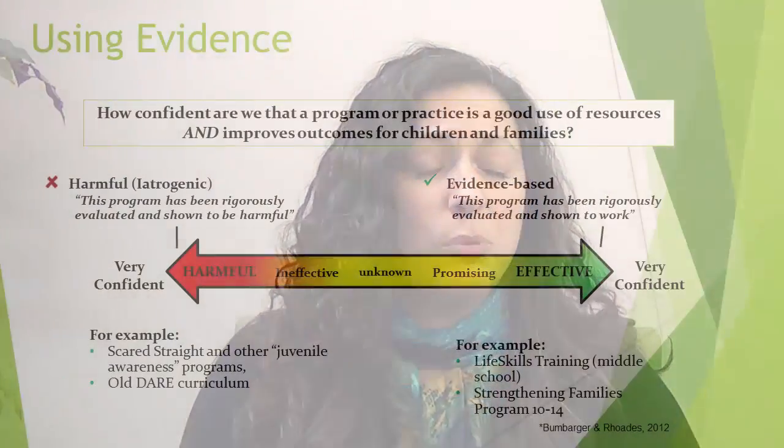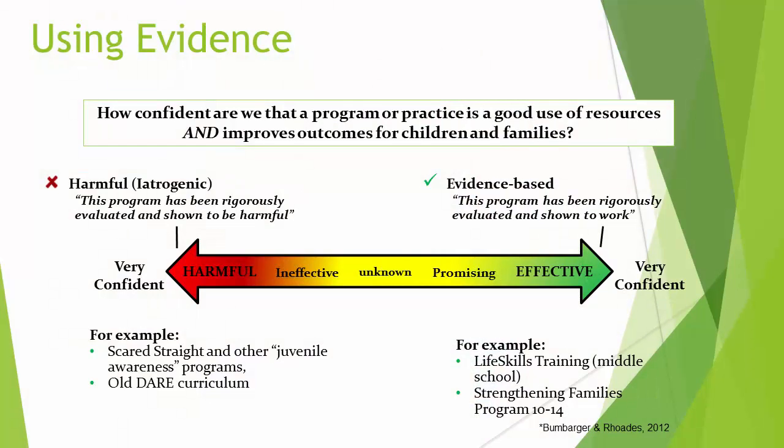Here we turn to the continuum of confidence, which illustrates a range of possible findings from research and evaluations on programs. At the far left and right ends of the continuum, we have confidence in the research findings because of the high quality of research. On the right-hand side, we are confident that the program is effective. Examples include Life Skills Training and SFP 10 to 14. But on the left side are examples of programs that also have high-quality research, but that demonstrate harm and ineffectiveness. These include programs such as Scared Straight and DARE.